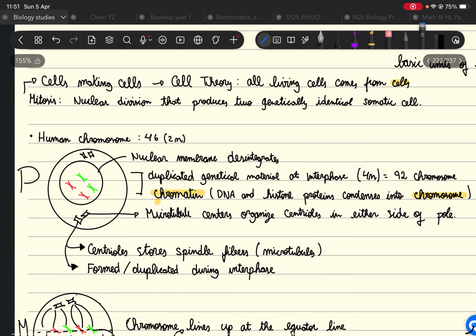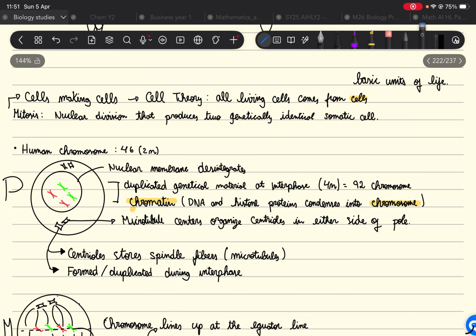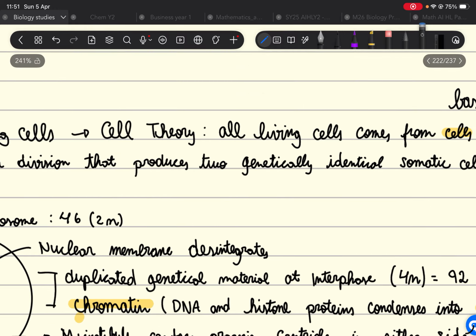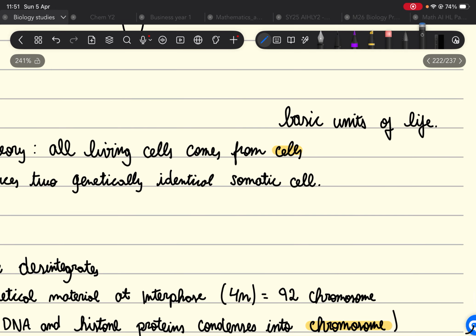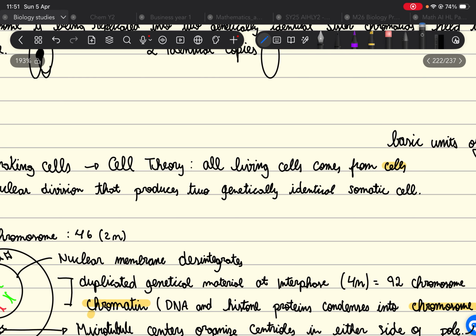But basically, if we're thinking about how cells arise, where did cells arise from? Well, we have the cell theory, which claims that all living cells that you have in your body come from pre-existing cells. And if you forgot the definition, cells are the basic units of life. So, if all living cells come from cells, why do we need to do mitosis?